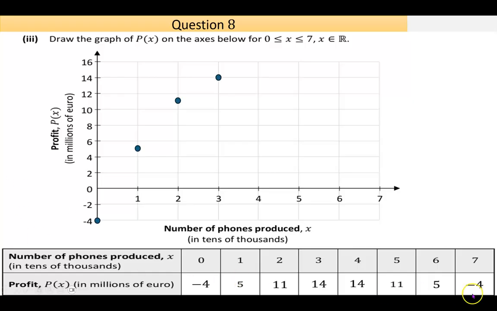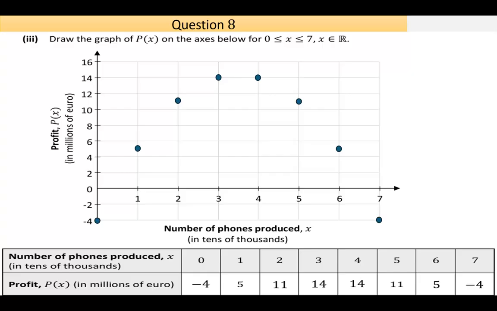Now I'm getting all these from the table down here, and I screen grabbed it in from the answer in the previous part. When x is 4, y is 14. When x is 5, y is 11. When x is 6, y is 5. When x is 7, y is -4.